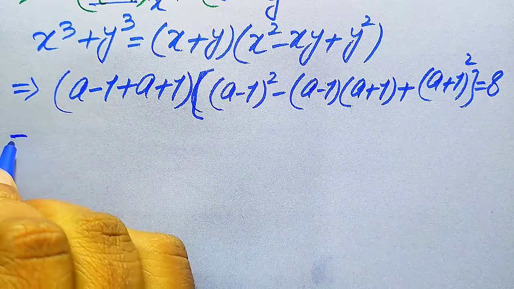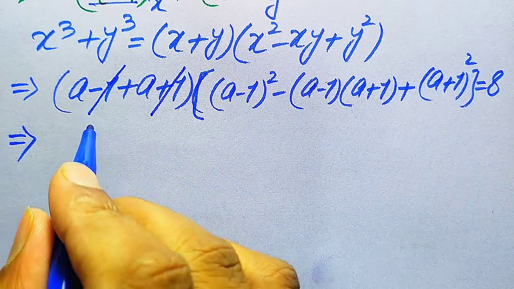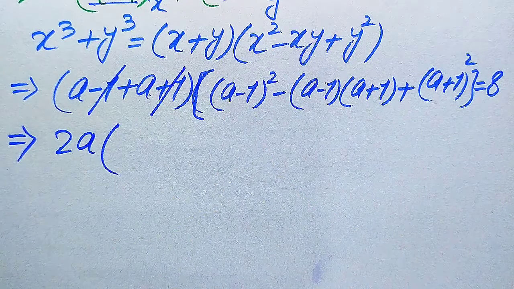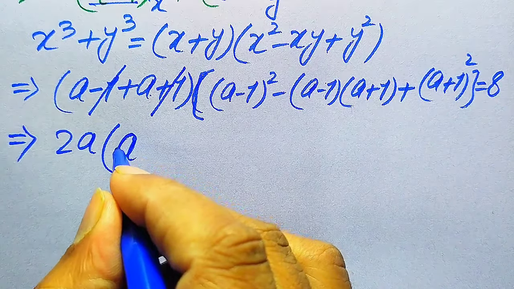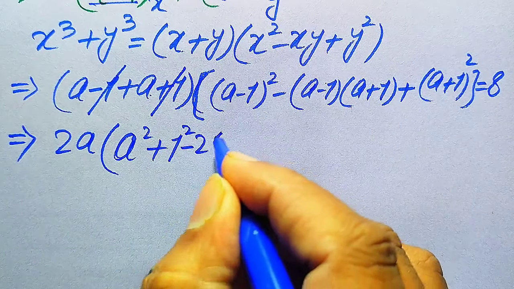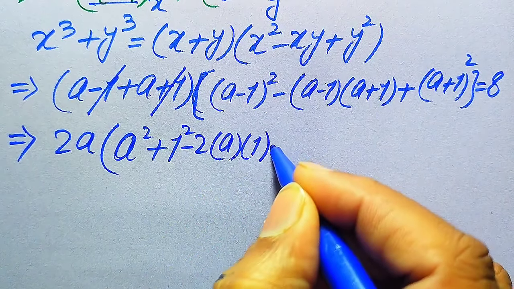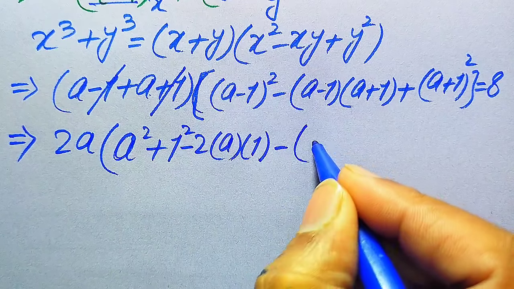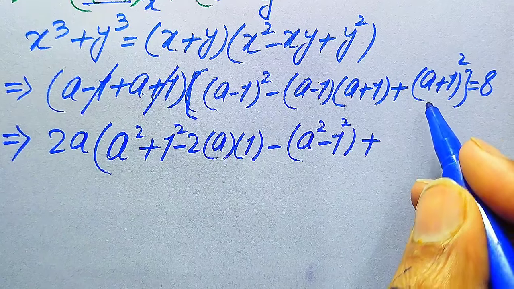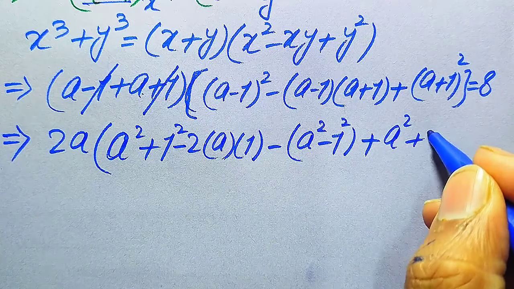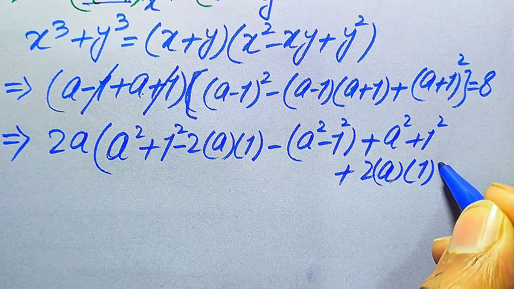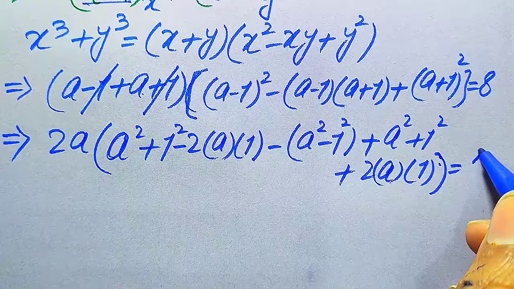And further in the next step we need more simplifications. The positive and negative terms are gone, and we get a + a, which becomes 2a. And here we use the nice algebraic formula, and it will be written as a² + 1² − 2 times a times 1. And here (a − 1)(a + 1) becomes a² − 1², and plus here again we expand this formula, and it becomes a² + 1² + 2 times a times 1, is equal to 8.